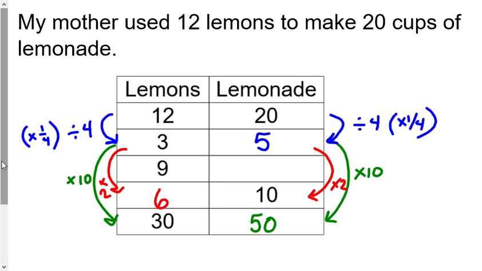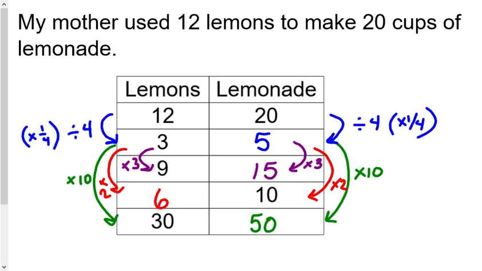All right, so I have one missing number left, and I could relate that 9 to the 3. So if I wanted to do that, I could look and say 3 times 3 is 9. So I can do 5 times 3 and get 15. I have now found all of my missing numbers in my ratio table.